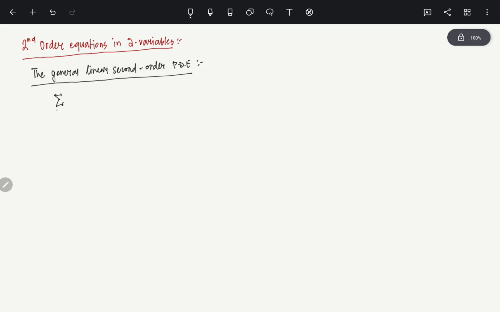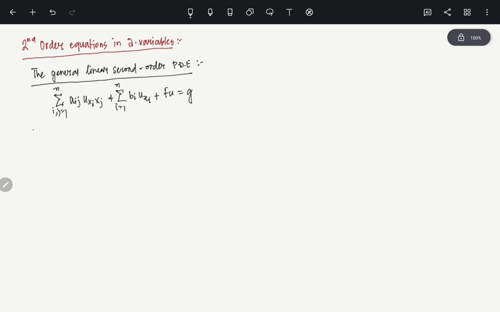So it should look like this: the sum over i, j equals 1 to n. I am using the summation convention, and this is a_ij, and u_xi xj. I will give you some examples of what this is. This is a little complicated expression, but I will make it easy with some examples. Plus the b_i u_xi, plus, let's say, f times u equals g. Let's just do it this way.